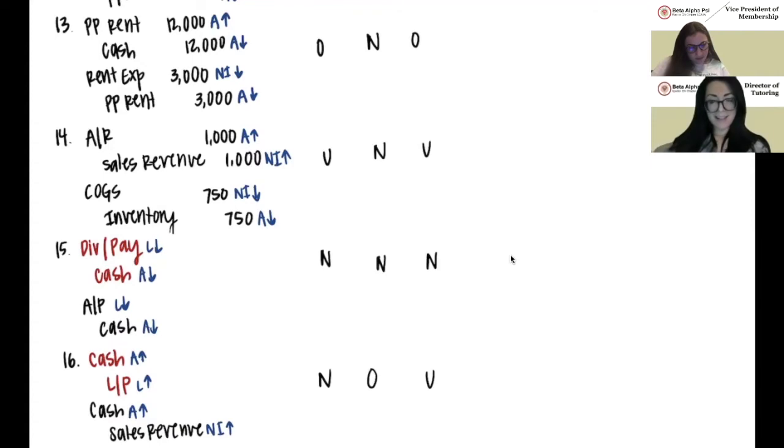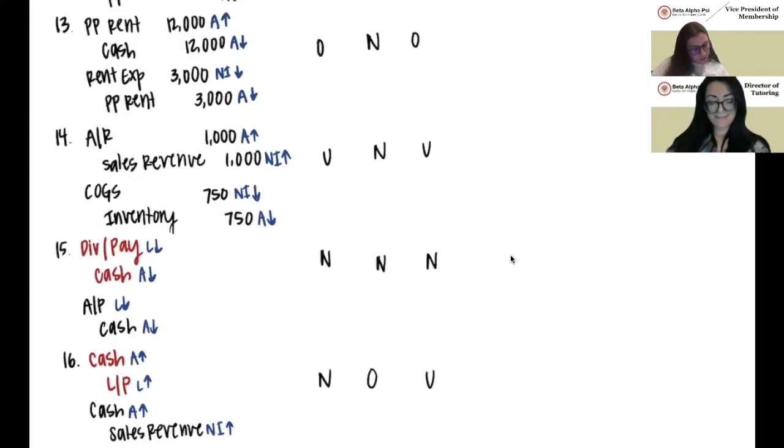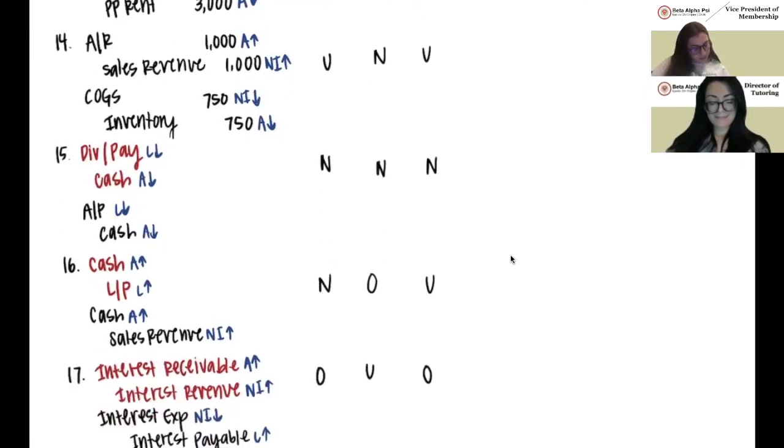All right, number 15. Alpha paid cash to satisfy an account payable, but recorded it as a dividend paid to shareholders. The declaration of the dividend was previously recorded. So what they did was a debit to dividends payable, which would have decreased their liabilities, and a credit to cash would have decreased their assets. What they should have done was a debit to accounts payable, which also would have decreased their liabilities, and a credit to cash, which would have decreased their assets.